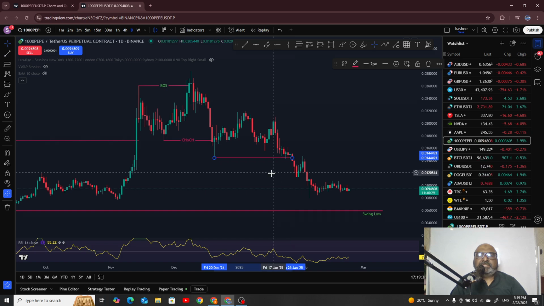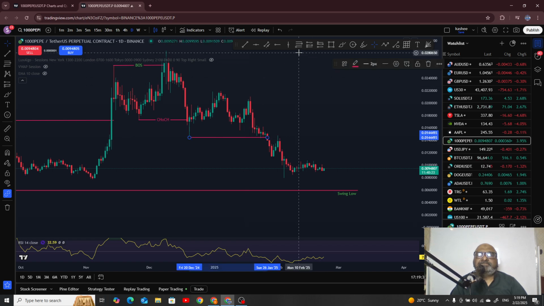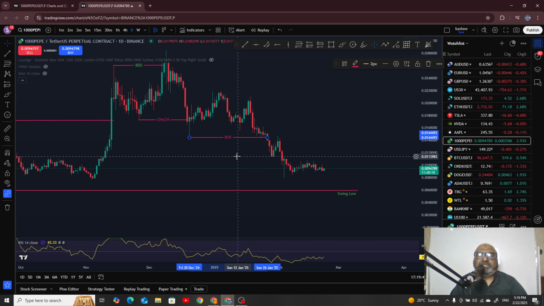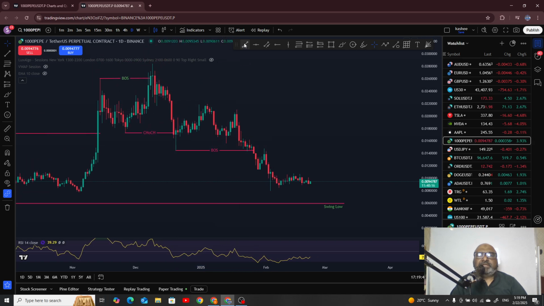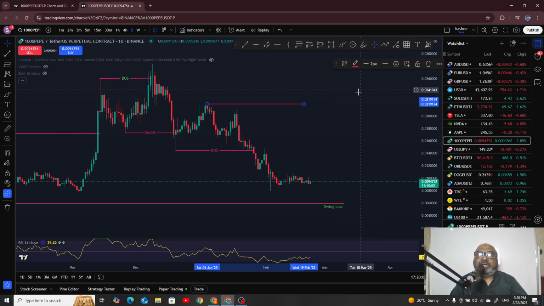Okay, so this structure is again broken, and we call it D1 break of structure towards downside. For this break of structure, this swing high was responsible. Okay, D1 swing high for the downtrend.